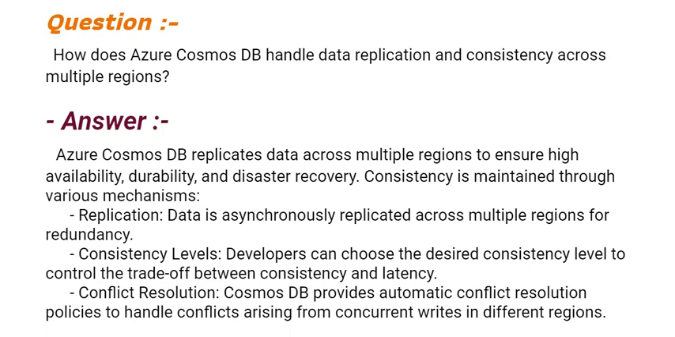The first one is replication. Data is asynchronously replicated across multiple regions for redundancy. The second one is consistency levels. Developers can choose the desired consistency level to control the trade-off between consistency and latency. And the third one is conflict resolution. Cosmos DB provides automatic conflict resolution policies to handle conflicts arising from concurrent writes in different regions.